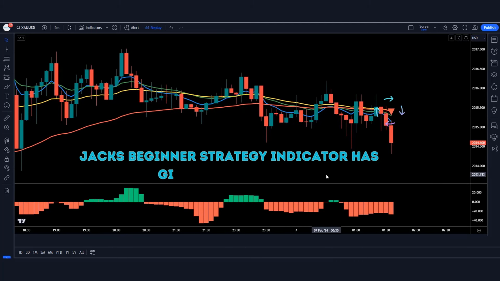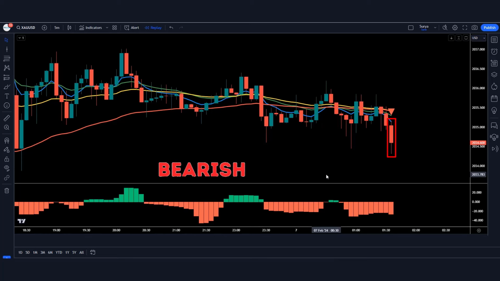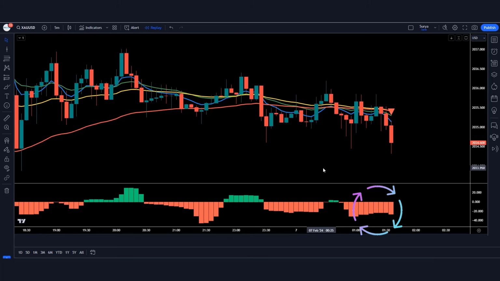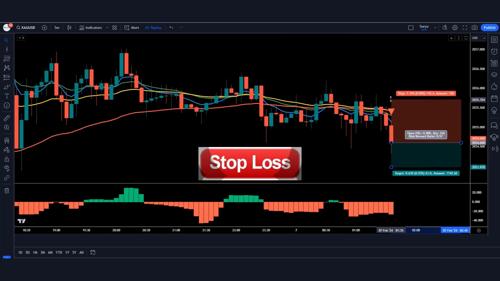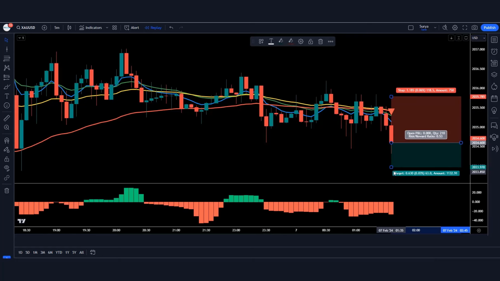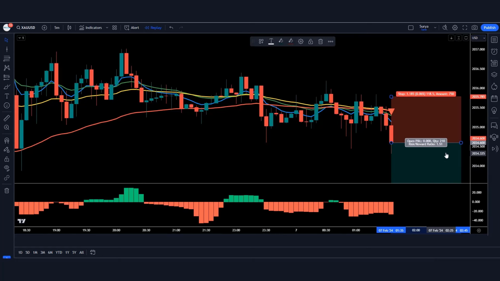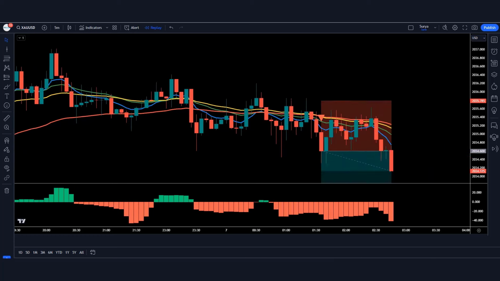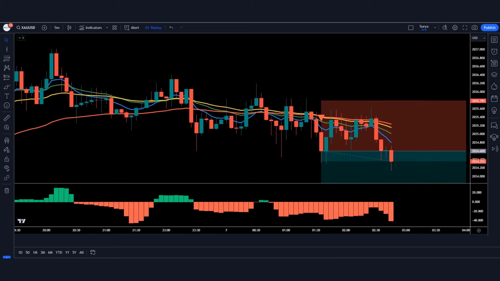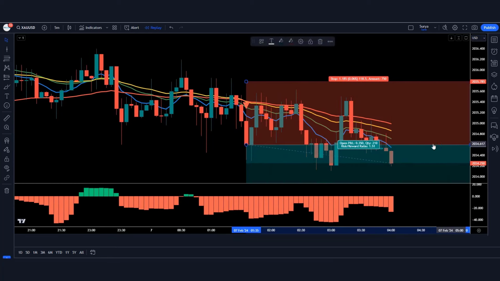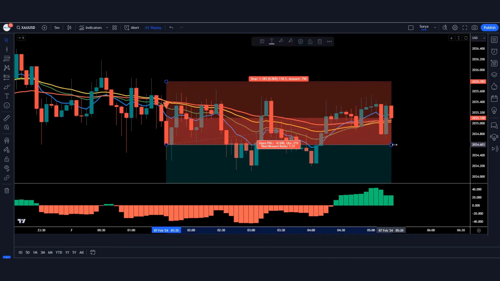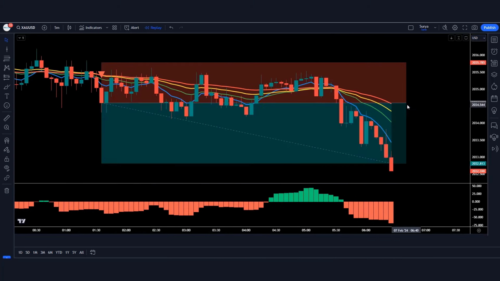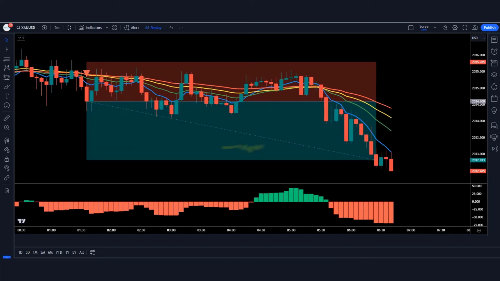Jack's Beginner Strategy Indicator has given a sell signal. The market has formed a bearish candle. The RSI histogram indicator has created a red histogram. All these conditions are fulfilled. Therefore, we will take sell orders and keep the stop loss at the previous high of the market. And the risk-reward ratio will be 1 to 1.5. Let's see what happens to our sell order. Our trade is running in profit. The market is completely on target. Let's see the next signal.